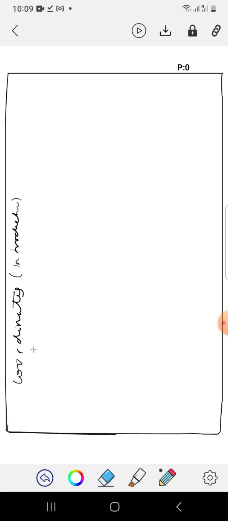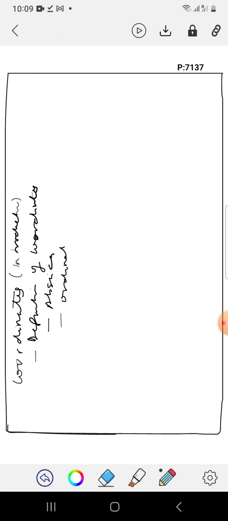Under these coordinates, which is what we are going to be looking at in this very topic, we are going to look at the meaning of coordinates, the definition of coordinates, and then we are going to look at something called the abscissa. We're going to look at something called the ordinate. Then we are going to look at some examples.